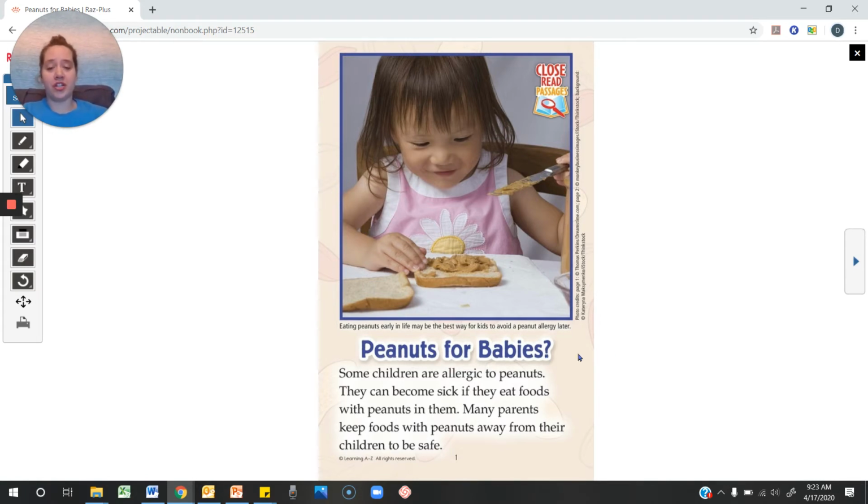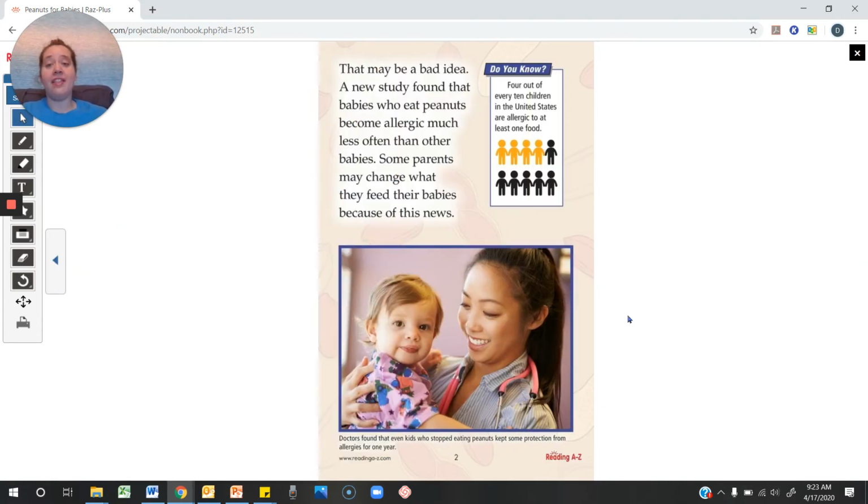Some children are allergic to peanuts. They can become sick if they eat foods with peanuts in them. Many parents keep foods with peanuts away from their children to be safe. That may be a bad idea. A new study found that babies who eat peanuts become allergic much less often than other babies. Some parents may change what they feed their babies because of this news. Do you know 4 out of every 10 children in the United States are allergic to at least one food?